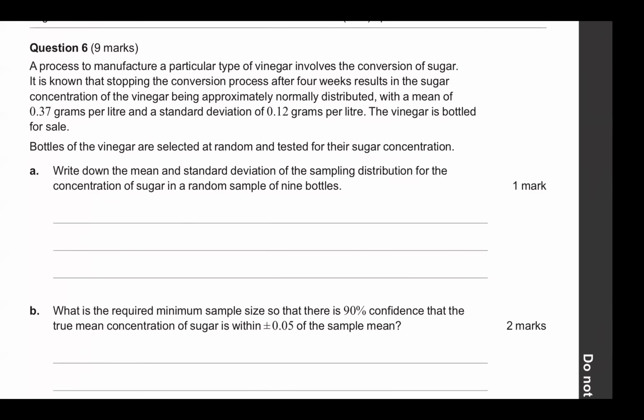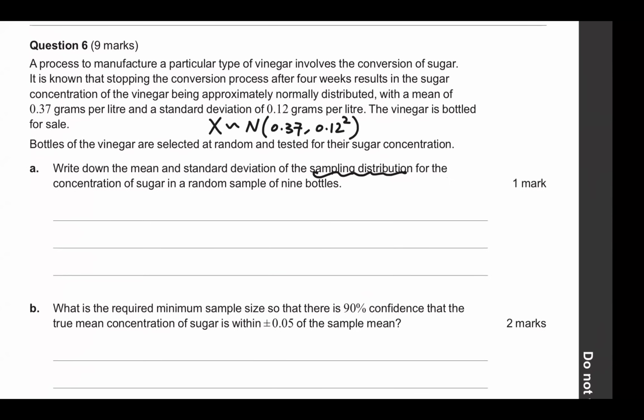Okay, question 6. A process to manufacture a particular type of vinegar involves the conversion of sugar. It is known that stopping the conversion process after 4 weeks results in the sugar concentration being approximately normally distributed with a mean of 0.37 grams per liter and a standard deviation 0.12. The vinegar is bottled for sale. Okay, so X is a normal distribution, 0.37, 0.12 squared.